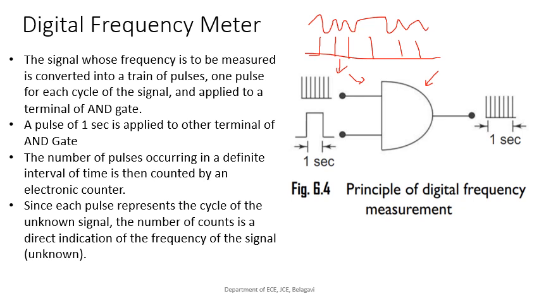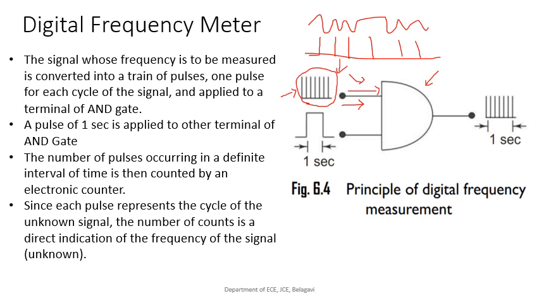AND gate is a digital circuit. So the input that is required for the AND gate is a digital signal. So when you want to measure the frequency of a signal, you have to first convert that signal into digital. In this case, we are going to convert that into a train of pulses like this. The same train of pulses is given to the AND gate.